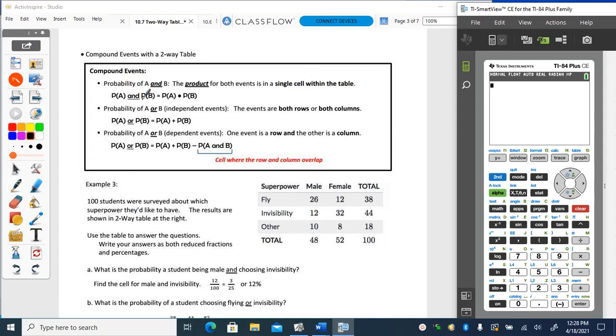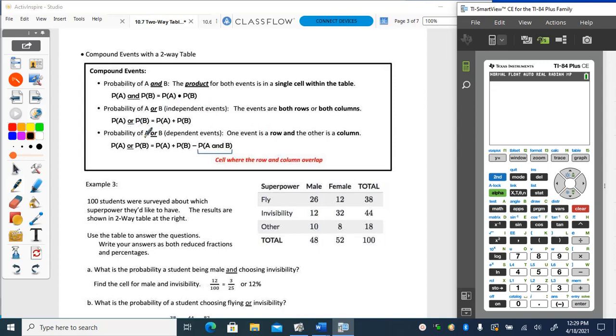So the probability of A and B will be like the probability of A times the probability of B. The probability of A or B signifies independent events. That means one or the other happens. These events are in both rows or both columns. So remember, if it says or, that means we will add. So that means we have probability of A or probability of B is equal to probability of A plus probability of B.